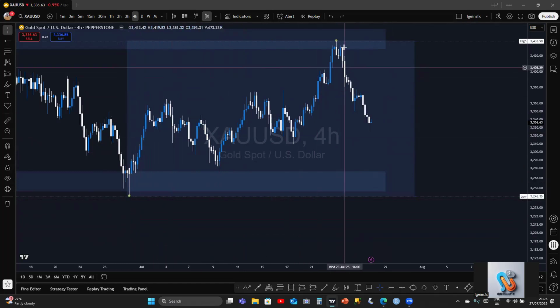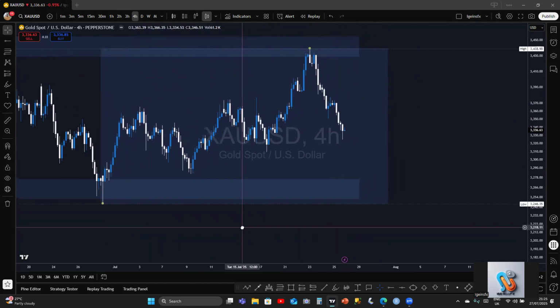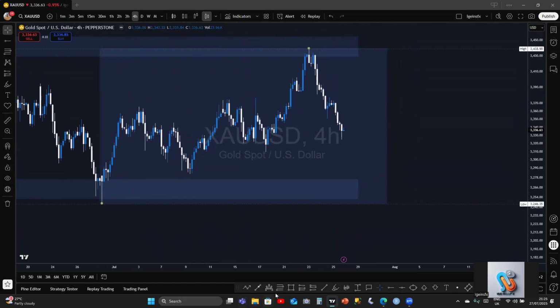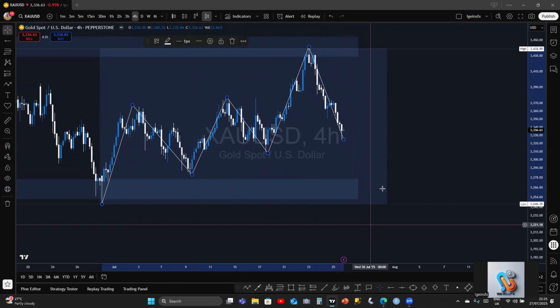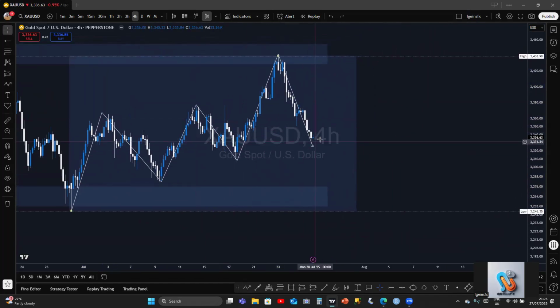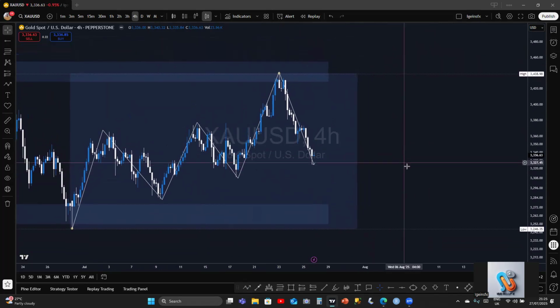So this is the low and this is the high. All right. Price action took off from here like this. It created a low. You push, created another low. You push, created a high, and it's coming down. So now that it's here, what do you think?